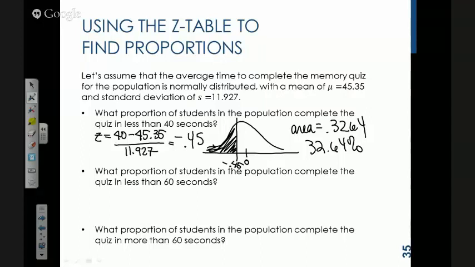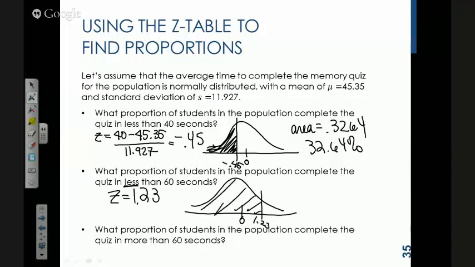What is the Z-score for someone completing it in 60 seconds? 1.23. And what is the area less than that value? Okay, let me draw it. Here's 0. 1.23 is here, and I want all of the area less than that.